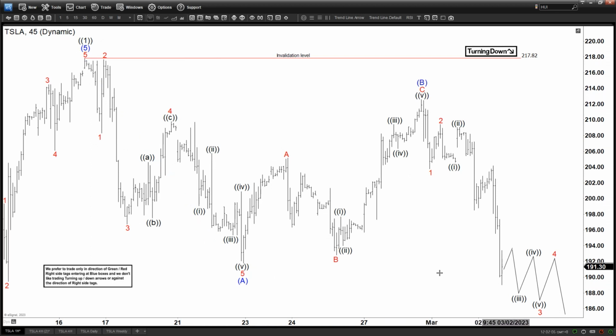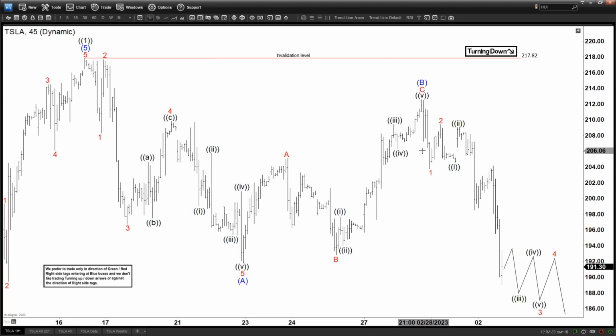And then we have broken below the A again, so that confirms the C wave is currently ongoing, and we can continue to see a little bit more downside, a few more lows here before we finish a 5 waves down from this B here, right? Because wave C needs to subdivide into 5 waves in a zigzag.